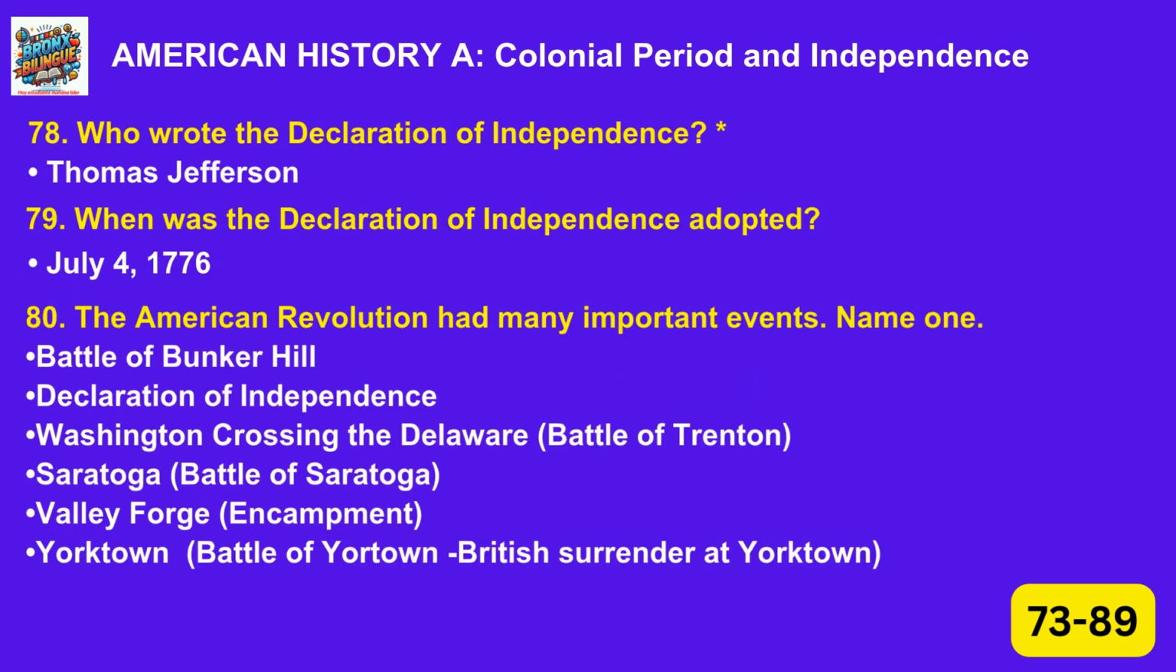78. Who wrote the Declaration of Independence? Thomas Jefferson. 79. When was the Declaration of Independence adopted? July 4, 1776. 80. The American Revolution had many important events. Name one. Bunker Hill, Declaration of Independence, Washington crossing the Delaware, Saratoga, Valley Forge, Yorktown.